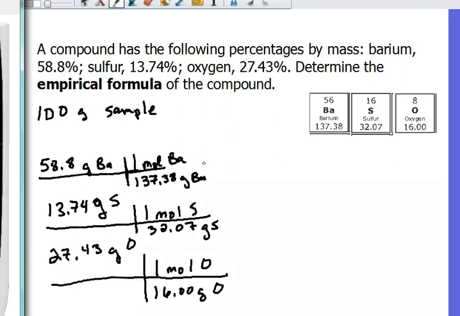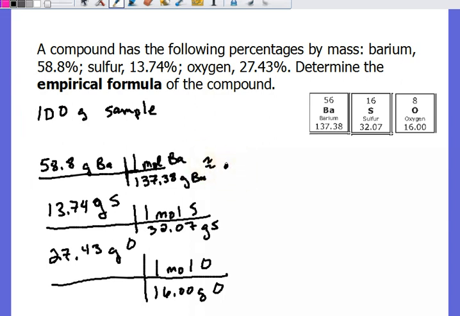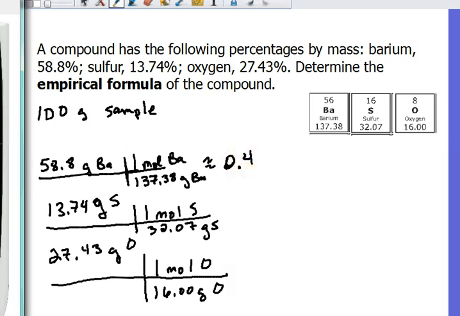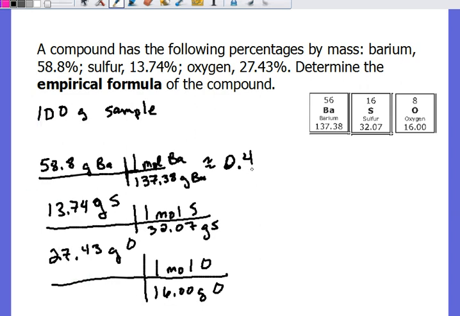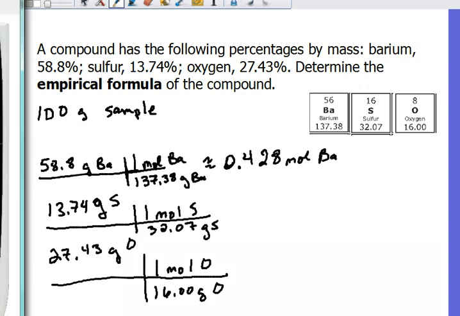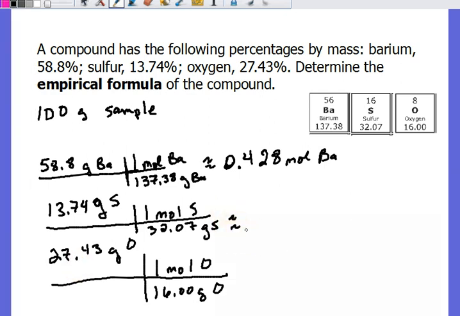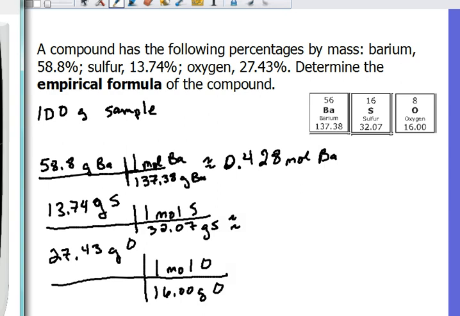And I'll get approximately, let's see, 0.428 moles of barium. And then I'm going to do the same thing for my sulfur, 13.74 divided by 32.07. And that's approximately 0.428 moles of sulfur.